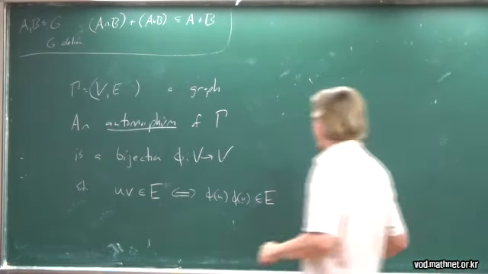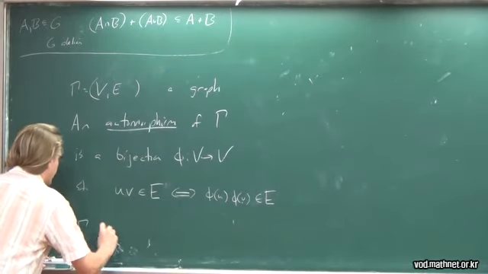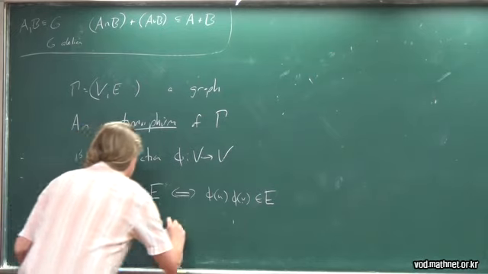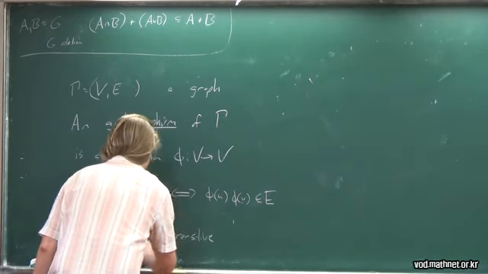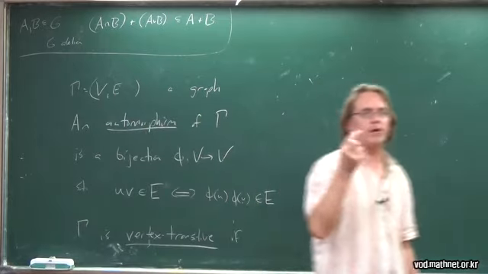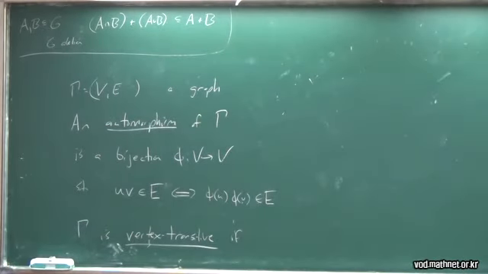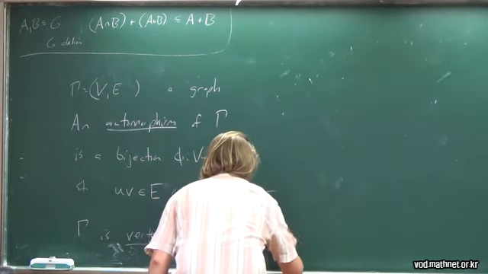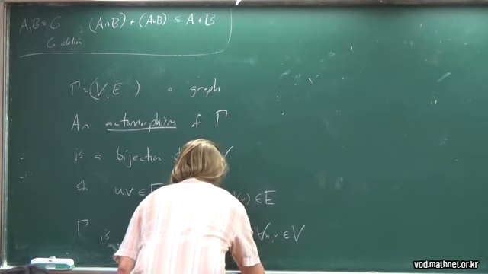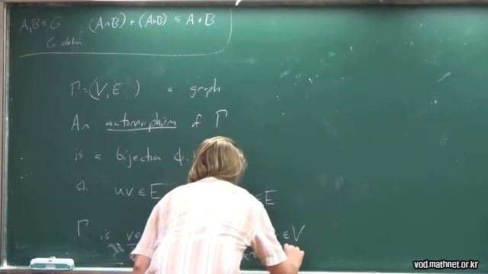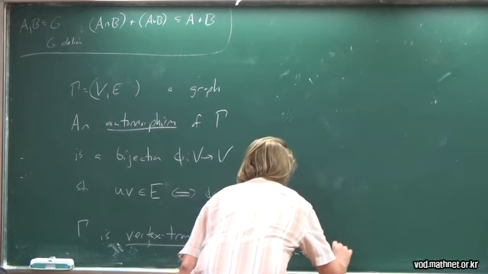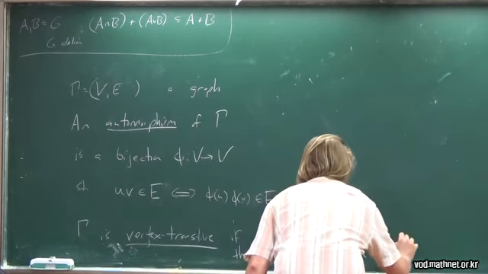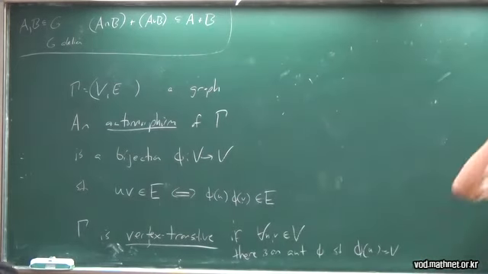Gamma is vertex-transitive if for any pair of vertices u and v, there is an automorphism sending u to v. So if you have a cube, then of course you can rotate it to bring any vertex to any other vertex, and that means the cube is a vertex-transitive graph.